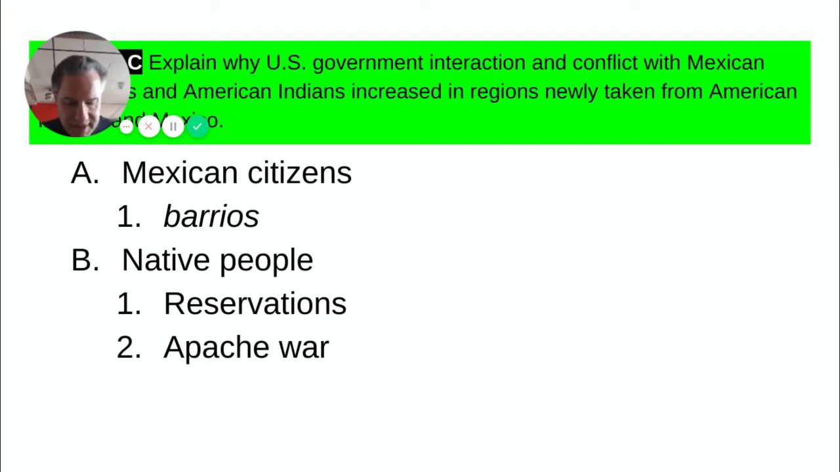As far as the Mexican citizens go, the treaty that ended the war made vague promises that one day they would acquire U.S. citizenship, but that was never defined on what that timeline would be. And it did not happen for a very long time. So in essence, the Mexican citizens simply became residents in the United States, but did not have any of the rights of citizenship.